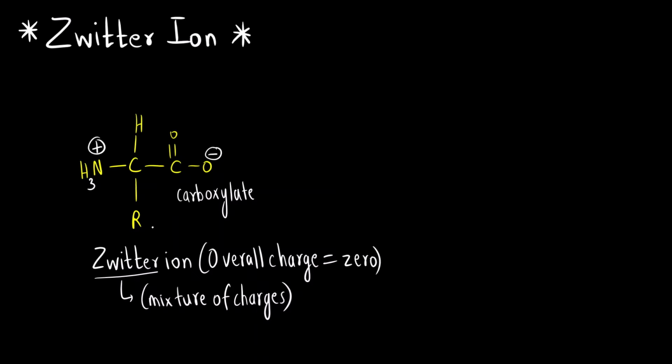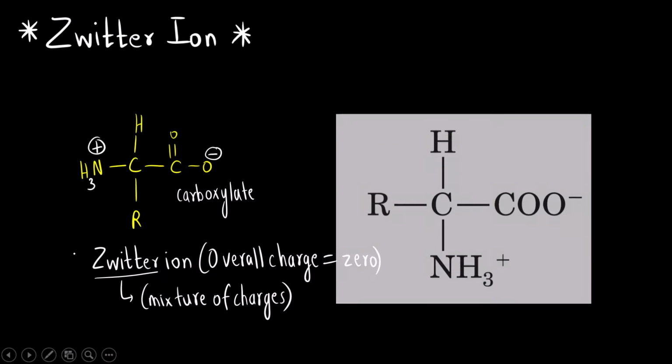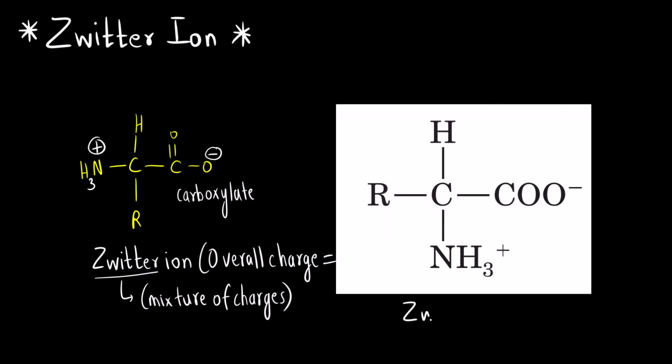In the next video, when we study electrophoresis and try to understand isoelectric point, that time you will understand the exact meaning of this Zwitter ion having 0 charge. So this is the structure of the Zwitter ion. Naturally, all the amino acids occur in the Zwitter ionic form.